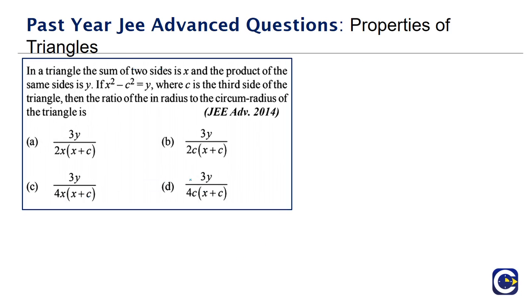Moving on to the next question. In a triangle, the sum of the two sides is x and the product of the same sides is y.